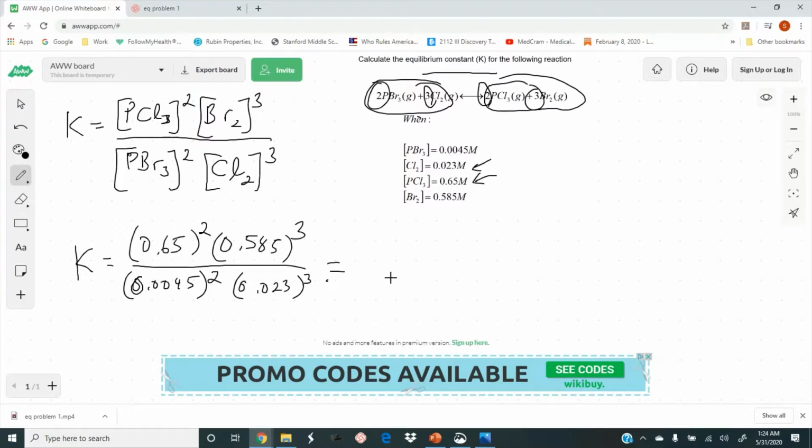Sometimes these K's will be really big. This one's not really that big. 3.43 times 10 to the 8th, which is basically like 343 million. And that's your equilibrium constant for this reaction at this temperature.